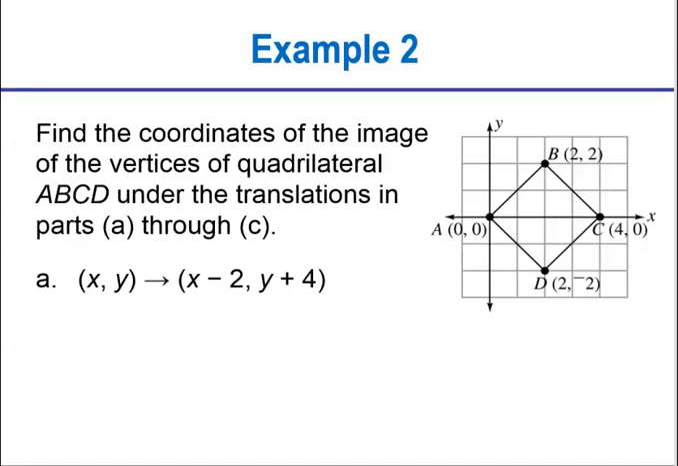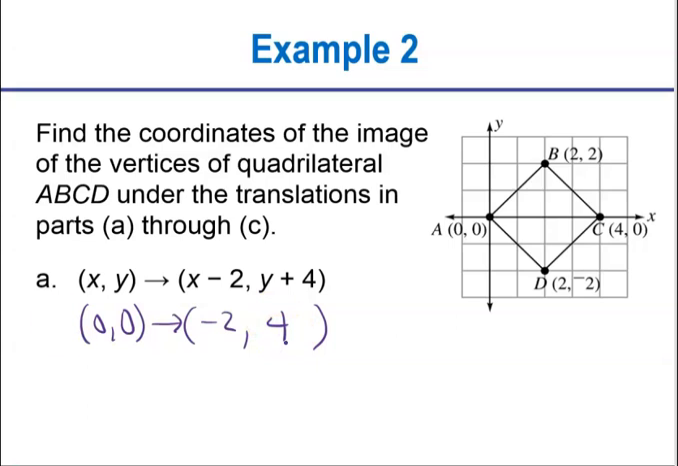So let's find our coordinates. Notice we have 4 vertices of our quadrilateral. Let's look at them one at a time. So we can say 0, 0 turns into... Well, I plug 0 as my x value, so I plug it in for this x. 0 minus 2 is negative 2. 0 plugged into the y value here, I add 4 to it. That gives me 4. So 0, 0 turns into negative 2, 4.